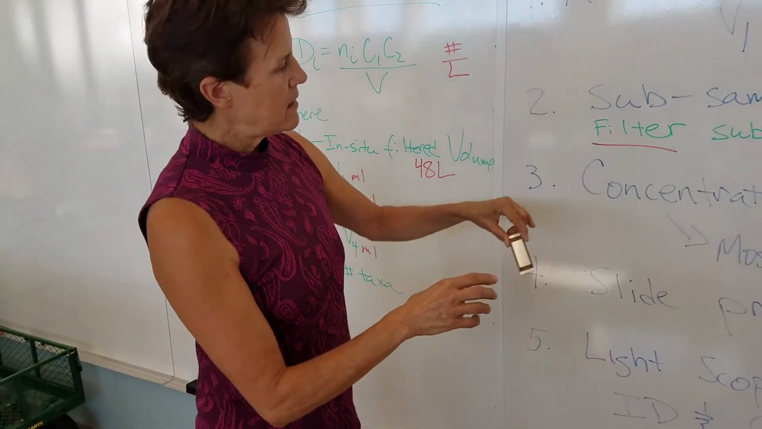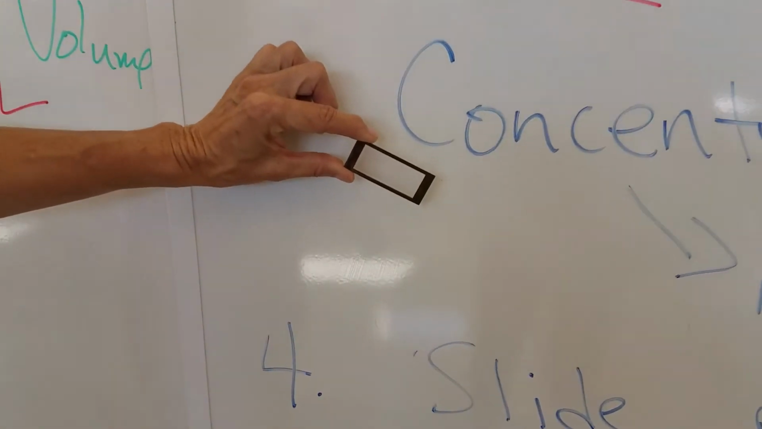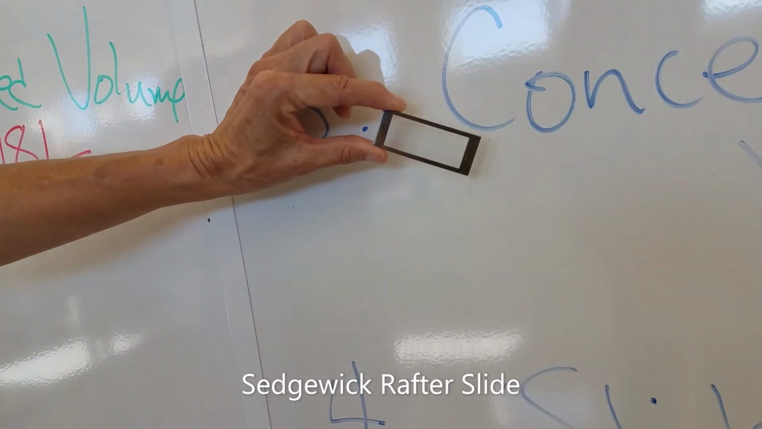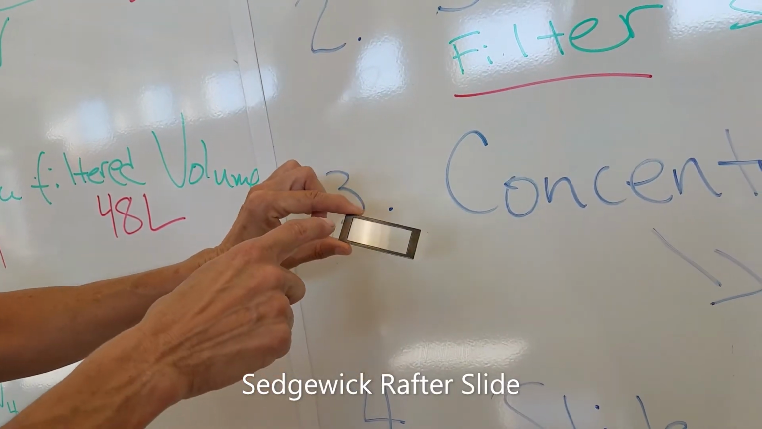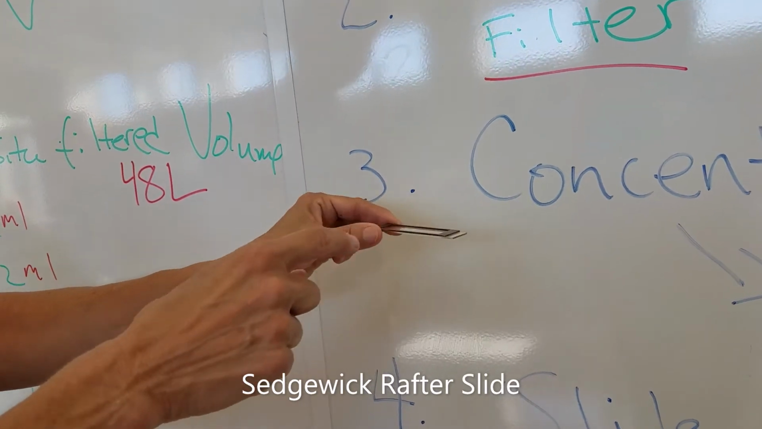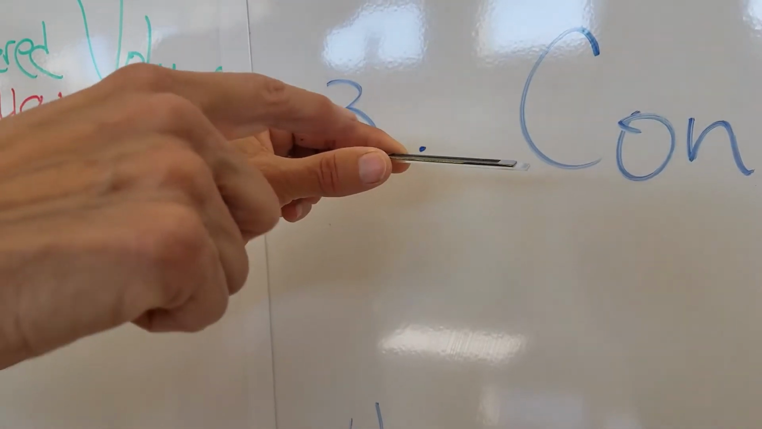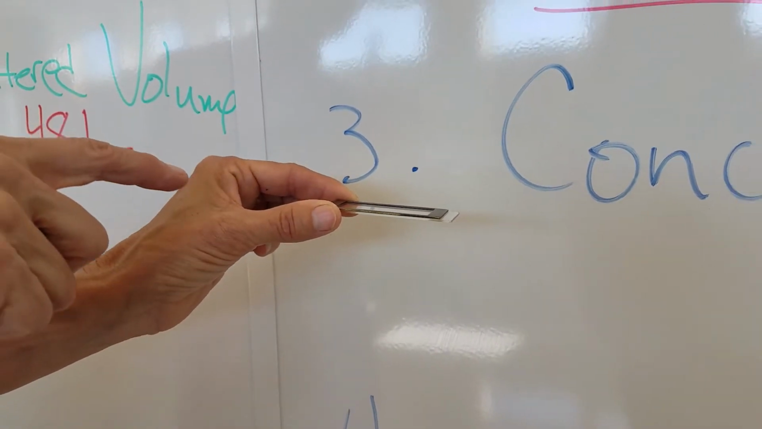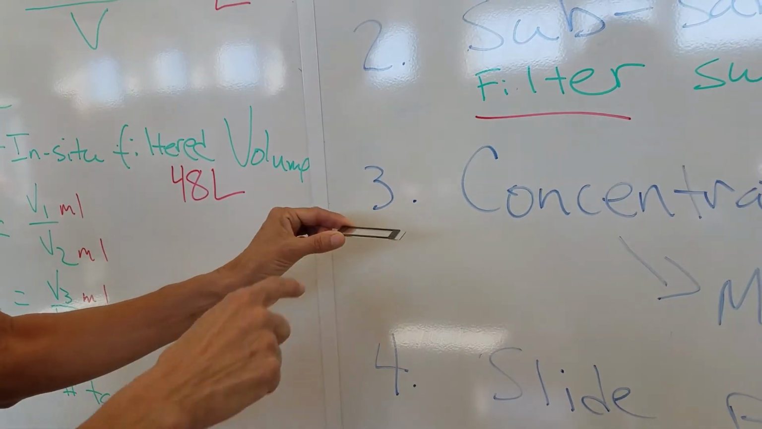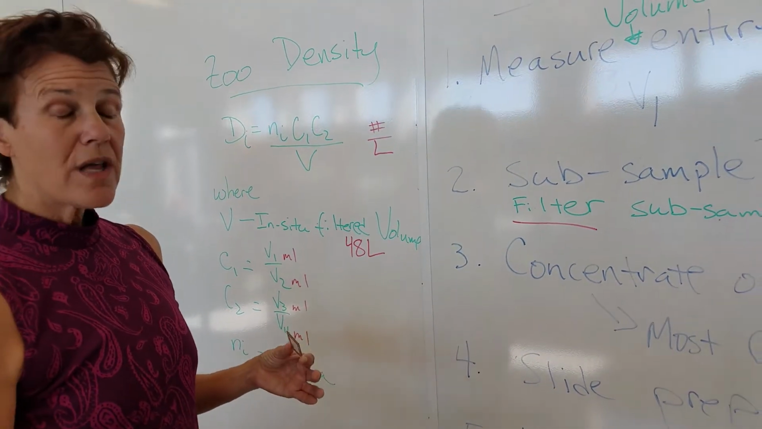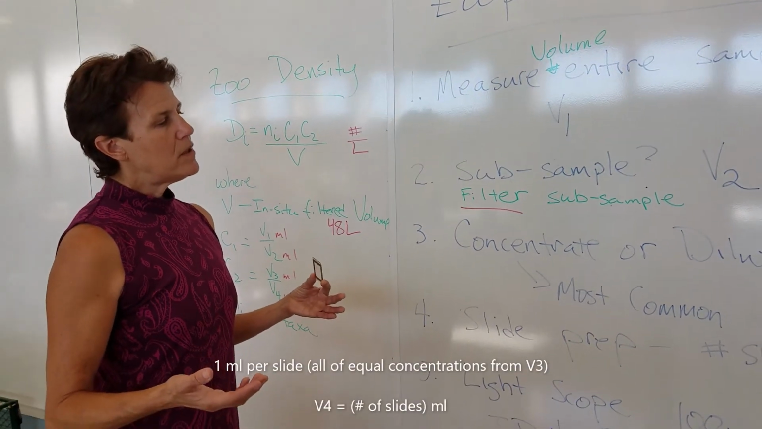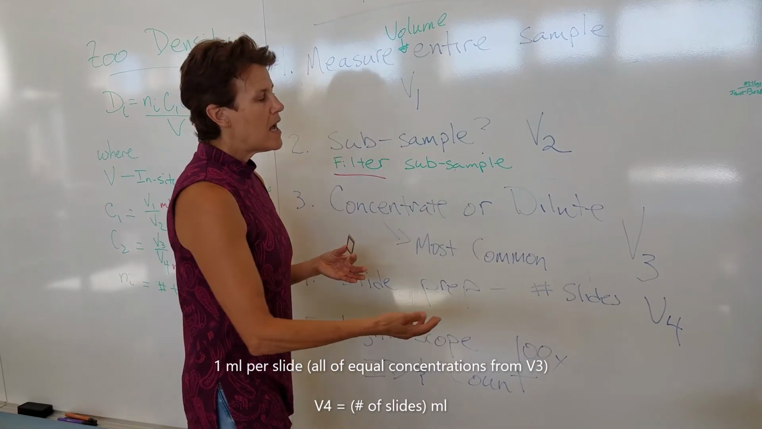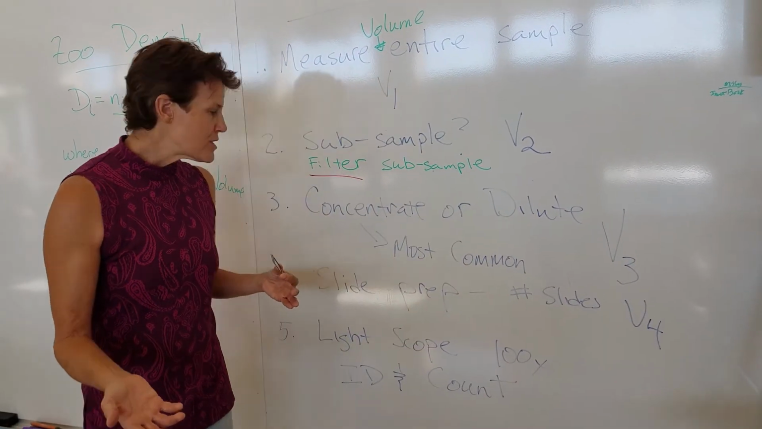And so these slides, and I apologize, you can't really see the depth in the video, but this is called a Sedgewick Rafter slide. This is sort of an old style version of it. It's got a brass plate on it, and you drip a sample into this. It has depth to it, and when this is filled, it'll be 1 milliliter, and you have a cover slip over this. We'll show you how to do this, and the cover slip will cover the organisms, and so there's actual depth. So each slide that you look at is 1 milliliter, and so if you have 4 students processing or looking at slides, your V4 then is going to be 4 milliliters.